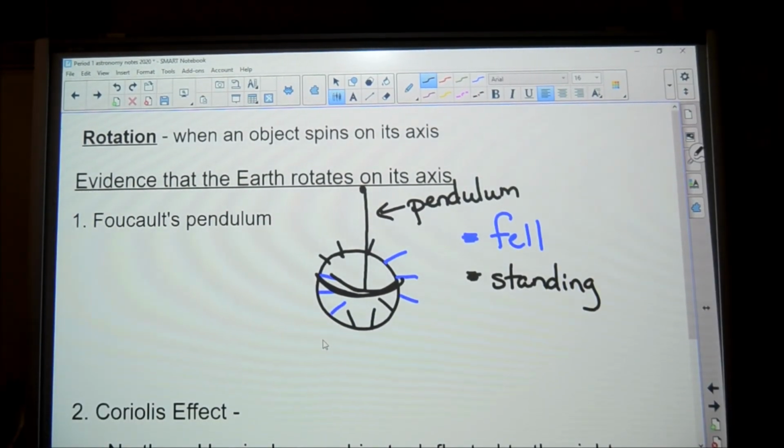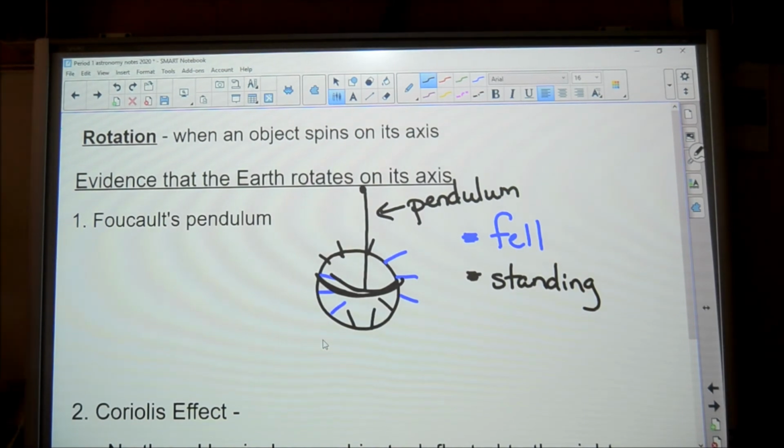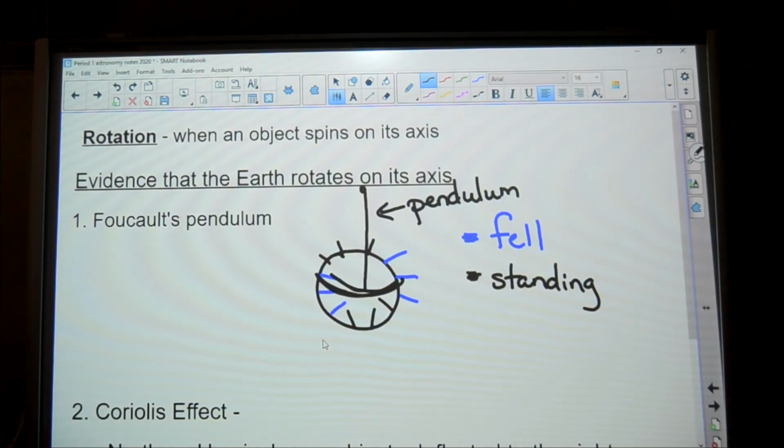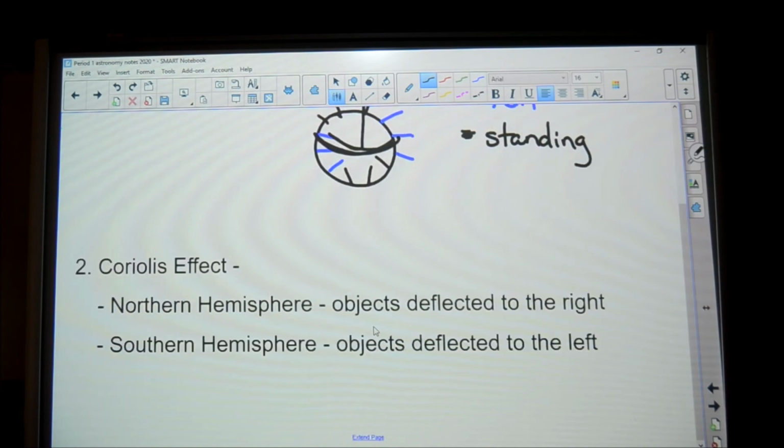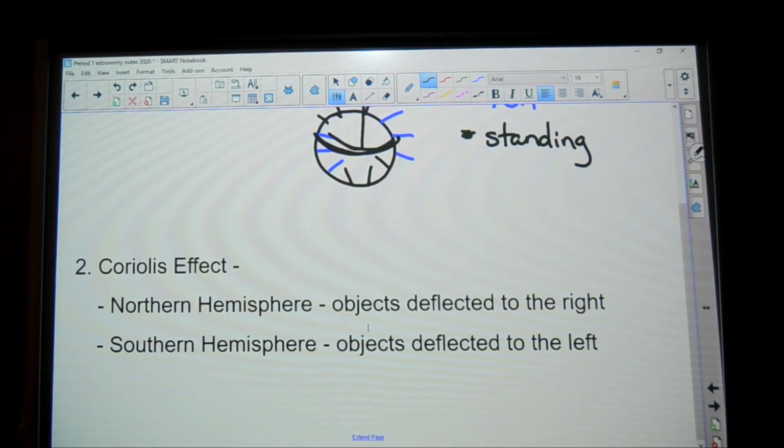All right, so Coriolis effect, if I'm looking in the northern hemisphere, because of rotation, the object gets deflected to the right, and in the southern hemisphere, it gets deflected to the left. And like I said, I will be finding a video to insert for that one to make it a little easier for you to understand.